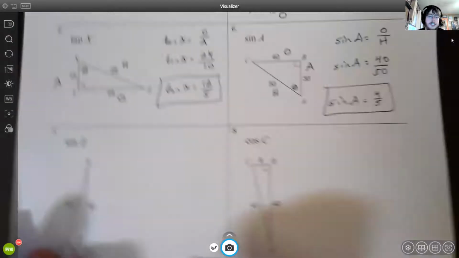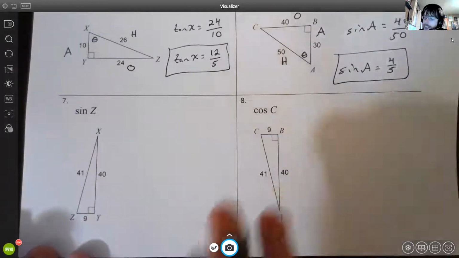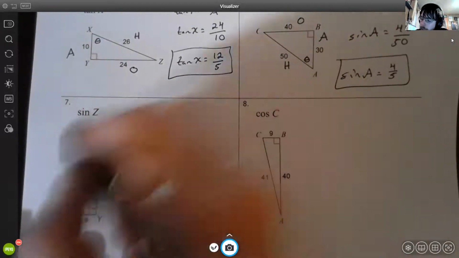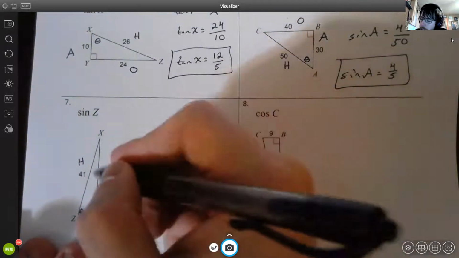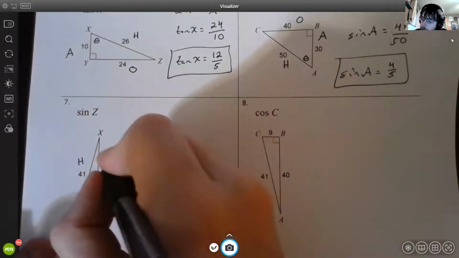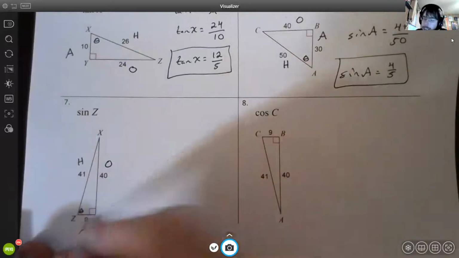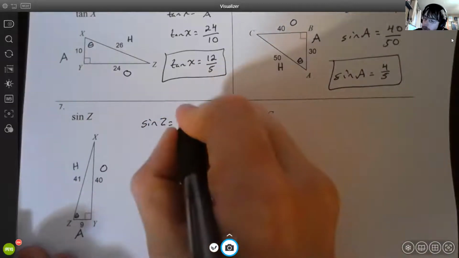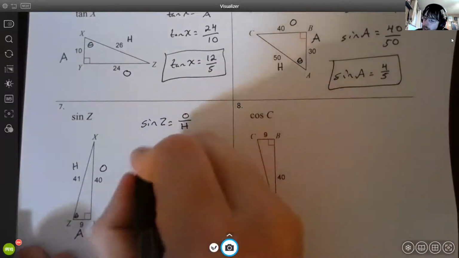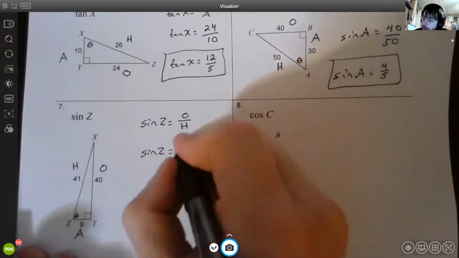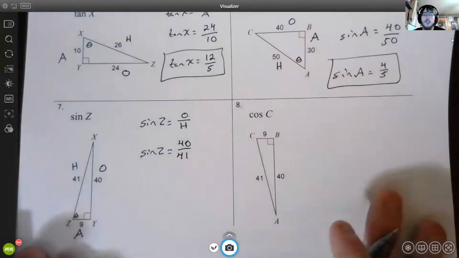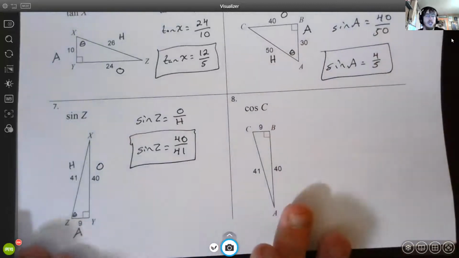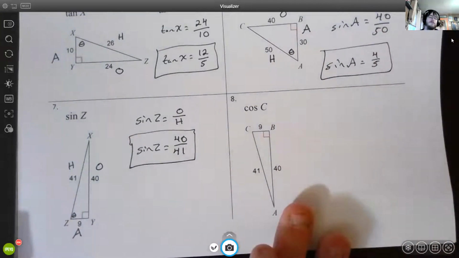Number 7, sine of z. Sine of z, that means theta is our z. Our hypotenuse is 41. Our opposite side does not touch theta, so it is 40. And our adjacent side has to be 9. So sine of z is equal to opposite over hypotenuse. So in this case, sine of z is 40 over 41. And if you plug that into Desmos, you'll see that it does not simplify. So sine of z is equal to 40 over 41.